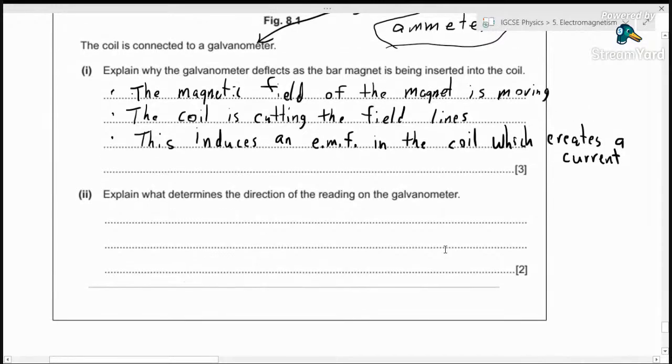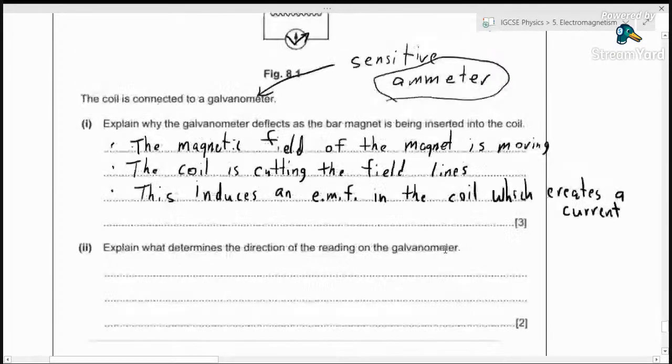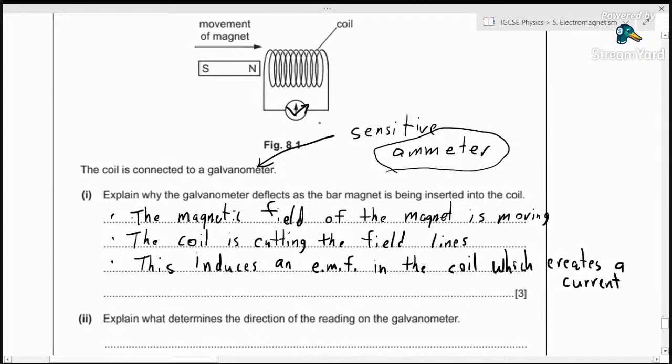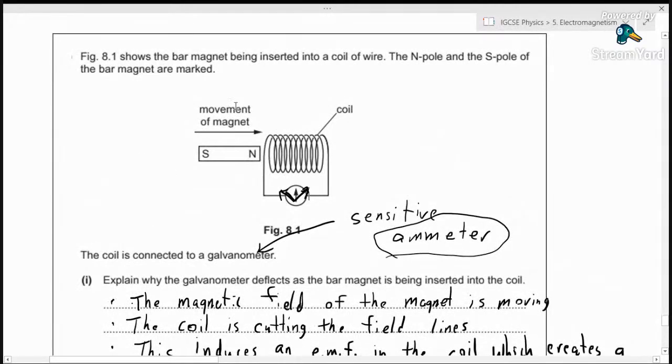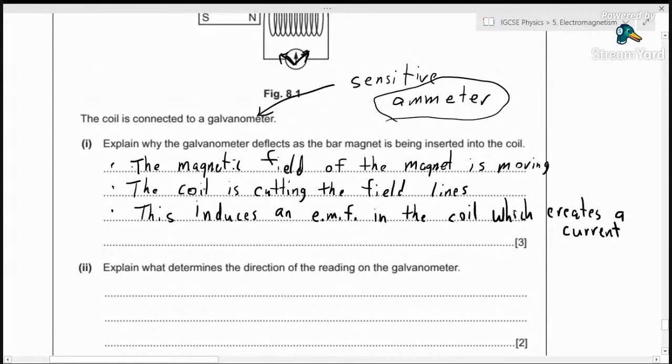And then the second part of the question: explain what determines the direction of the reading of the galvanometer. So what determines whether it deflects one way or the other? Well, it is basically the movement of this magnet, and it depends on which pole is facing. So in this case, it is determined by the direction that the magnet is moving.